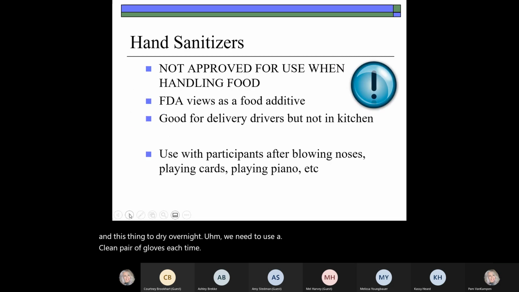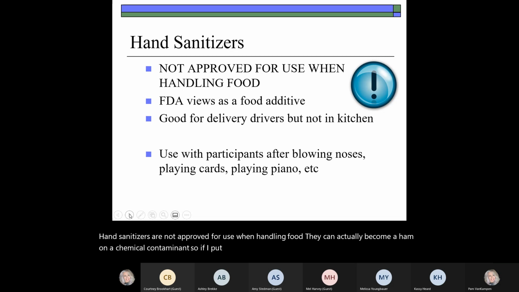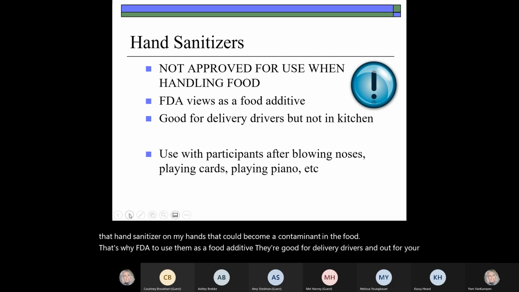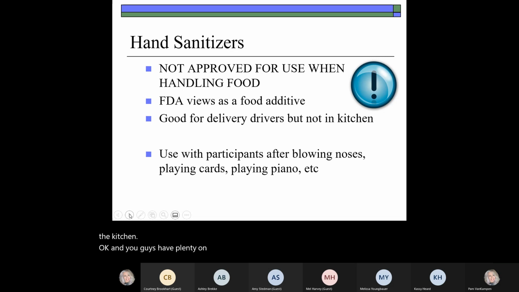Hand sanitizers are not approved for use when handling food. They can actually become a chemical contaminant. So if I put hand sanitizer on, if I was a cook and I didn't wash my hands and I didn't wear gloves, and I went to mix up my meatloaf with my bare hands, and I had that hand sanitizer on my hands, that could become a contaminant in the food. That's why FDA views them as a food additive. They're good for delivery drivers and out for your participants because the drivers usually don't have access to a hand washing sink in their car, but not in the kitchen. Okay, and you guys have plenty of hand sanitizer around now with COVID.